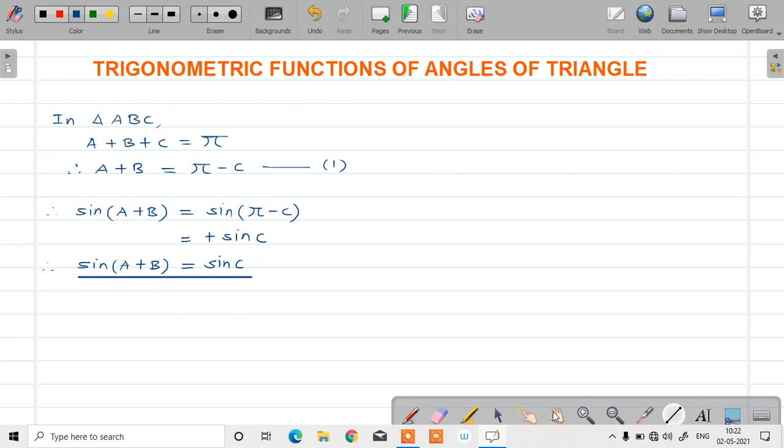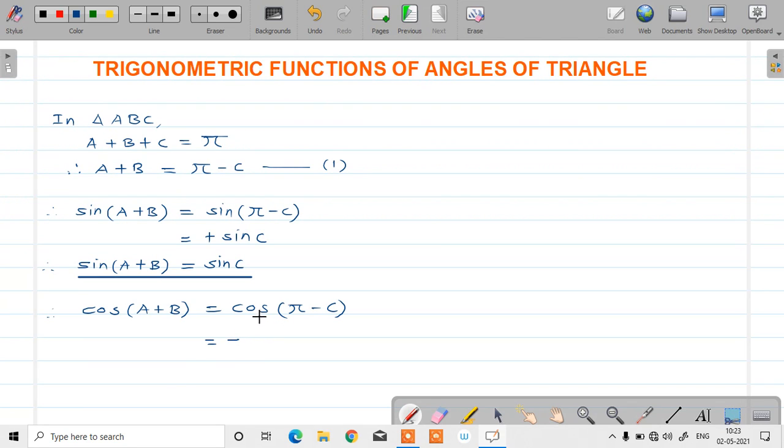Okay. Similarly, now if you apply the cos ratio on both sides for this equation number 1, then what will you get? Cos(a plus b). You will get the formula in terms of the cos ratio. So cos(a plus b) is equal to cos(pi minus c). Okay. Now what is cos(pi minus c)? See, cos(pi minus c). The angle pi minus c lies in which quadrant? Second quadrant. And in the second quadrant, the cos ratio is negative. So give the minus sign here.